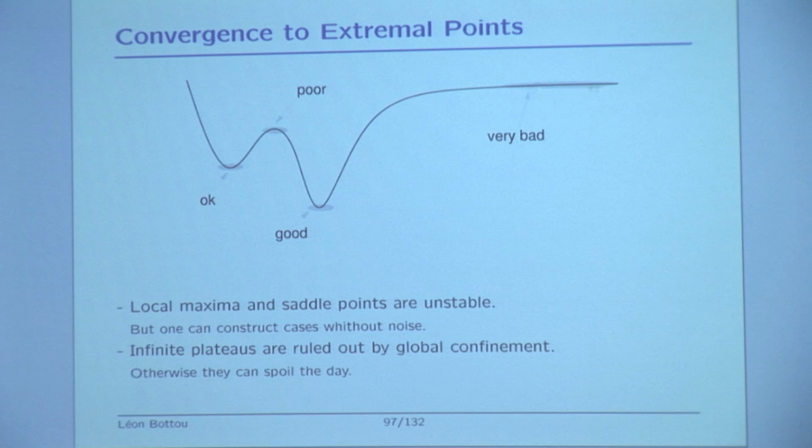And these ones can be very bad. So it's good to have the confinement to make sure that when you go far away, your cost brings you back towards the center. And most of the regularization terms do that, actually.